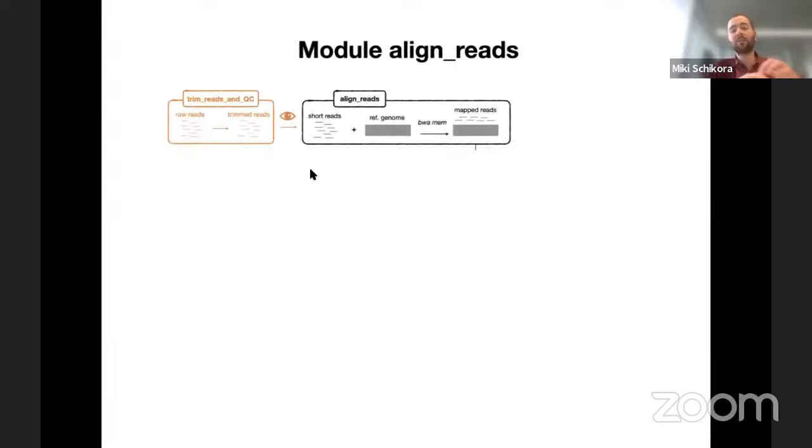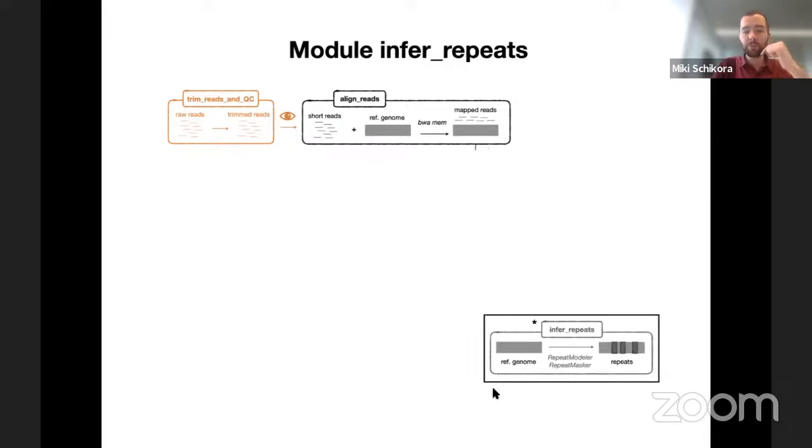So now the second part would be these modules that we have been touching on. And now I'm going to speak about a module that is called infer repeats. Basically, this is a module that is relevant for other modules. So this module takes the reference genome and then infers the repeats, the repetitive elements inside of it, by using RepeatModeler and RepeatMasker. And these repeats will be used in other modules. So that's why I explained them at the beginning.